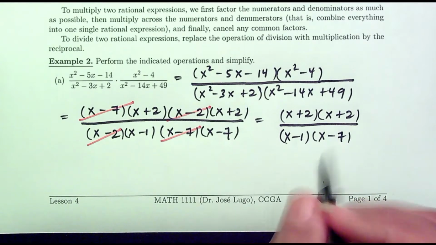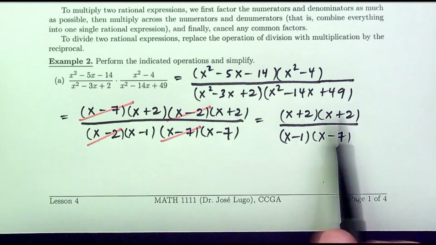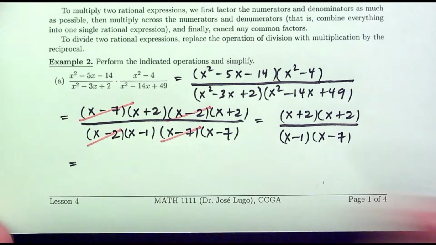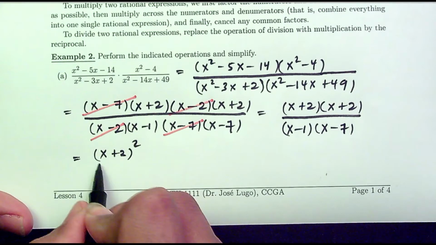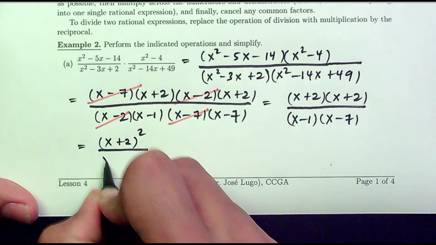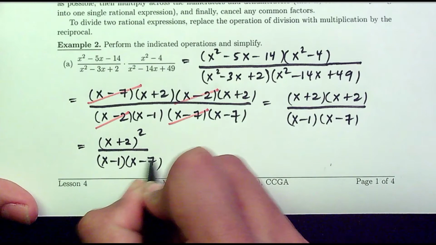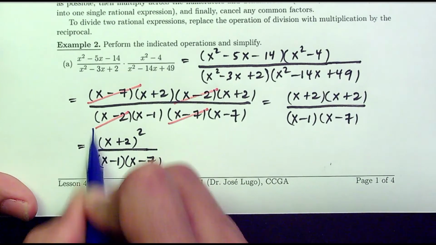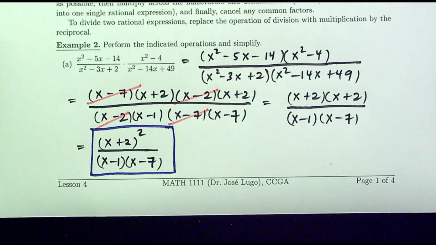Now, don't FOIL back anything, so don't multiply this out. You can just leave it like that. Although on the top, you see the factors are repeated, so it is better if you just write x plus 2 squared. But either way, don't multiply that out. Just leave it in factored form. Leaving it in factored form is considered simpler than multiplying everything back out. So just leave it factored. So on the bottom, x minus 1, x minus 7, and that completes that problem. All right, and that's it.